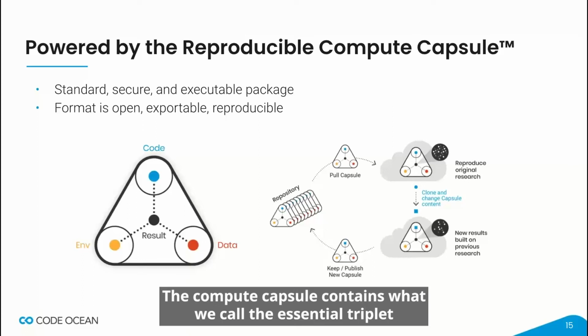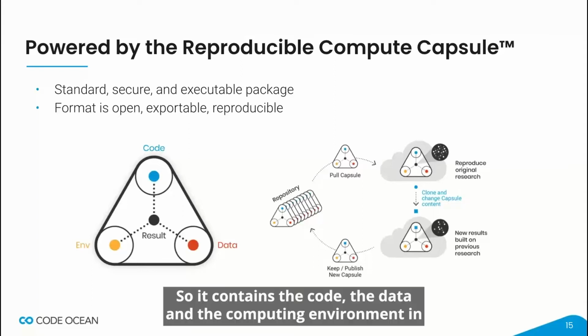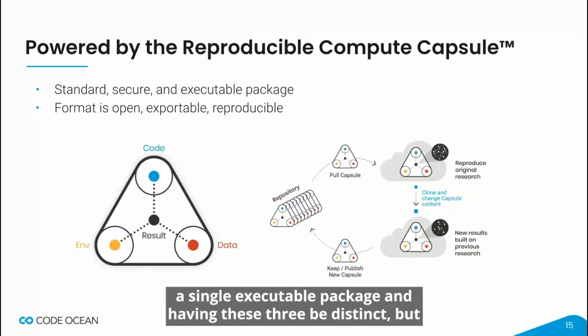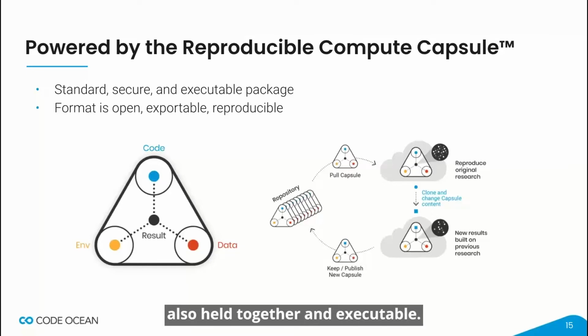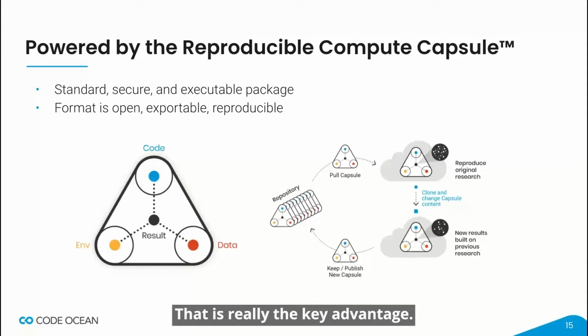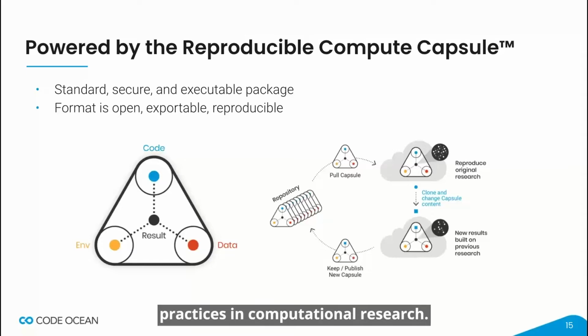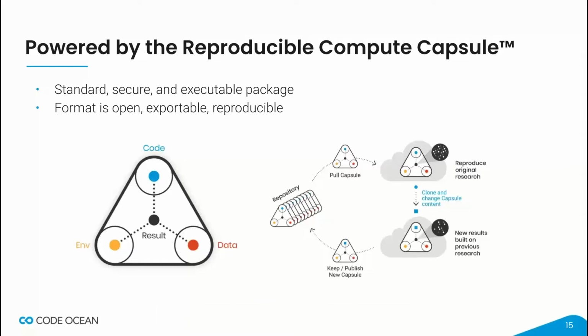The compute capsule contains what we call the essential triplet of any computational analysis. So it contains the code, the data, and the computing environment in a single executable package. And having these three be distinct, but also held together and executable, that is really the key advantage. So these compute capsules really encompass what we see as best practices in computational research.